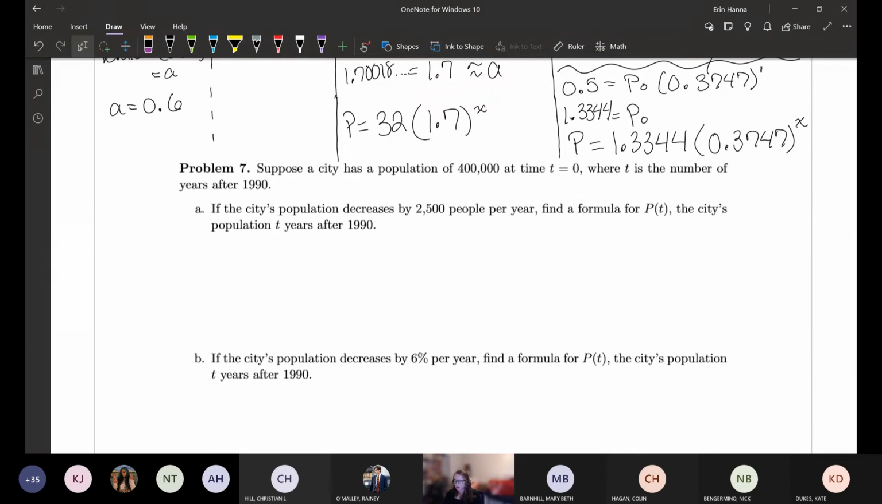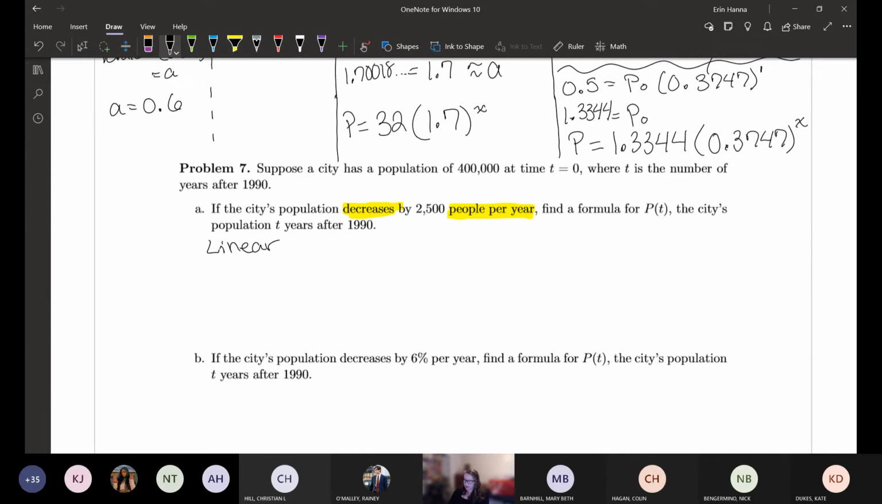So suppose a city has a population of 400,000 at time t equals 0, where t is the number of years after 1990. If the city's population decreases by 2,500 people per year, find a formula for P of t, the city's population t years after 1990. So 2 things: decreases, and then people per year. So this is a set amount per year. So since it's a set amount, we've got a linear function going on here.